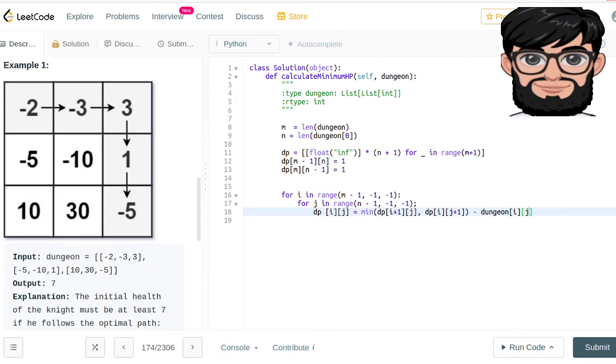We're going to take this value and compare it: we're going to take either this or 1, whichever is larger, because if it is negative, all we need is just 1. So that's how we're going to calculate our dp array, and in the end we're going to return the first element, dp of 0, 0.